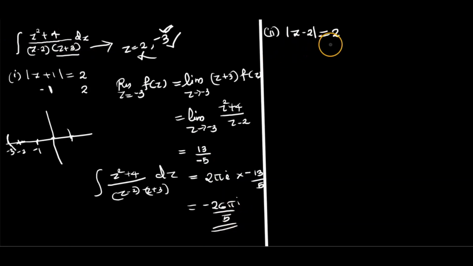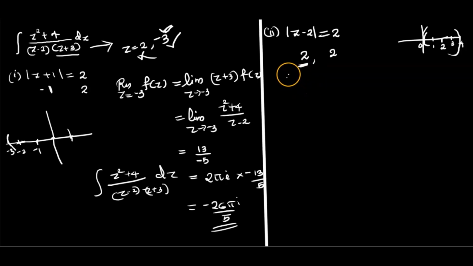Next, mod z minus 2 equal to 2. That is a circle with center 2 and radius 2. That means 3 and 4 are there, also 1 and 0. This is the circle. According to this function, z equal to 2 and minus 3 are singularities. So z equal to 2 is inside C.